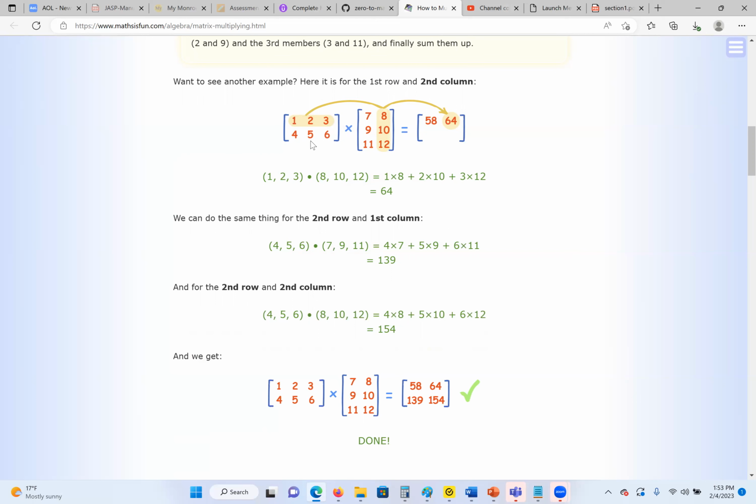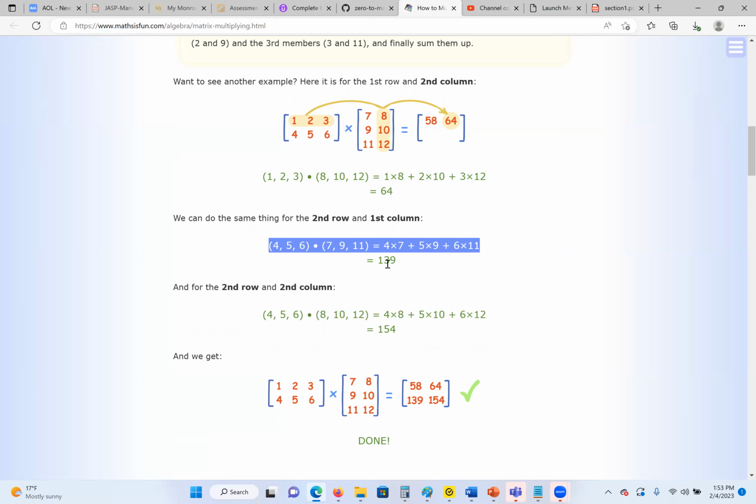Then after that, we do the same. Now we finish with the matrix on our left side. The rows, we finish with it. So the first row is finished. We go to the second row. So that's where we're going to multiply 4 by 7 plus 5 by 9 plus 6 by 11. And that's what they have here.